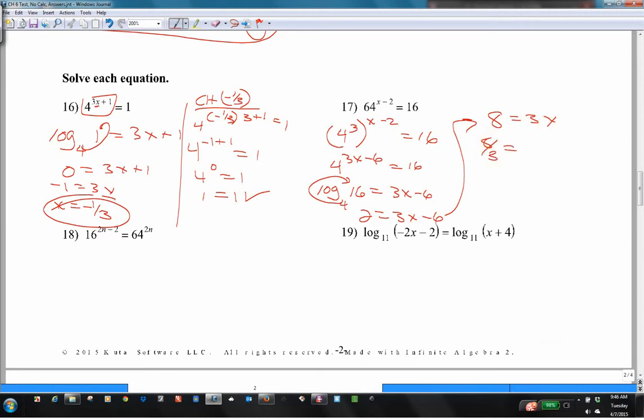8/3 is equal to x. Once again, you should check that. I checked it in a previous class and it worked. Just trust me on that. You guys can do it on your own.